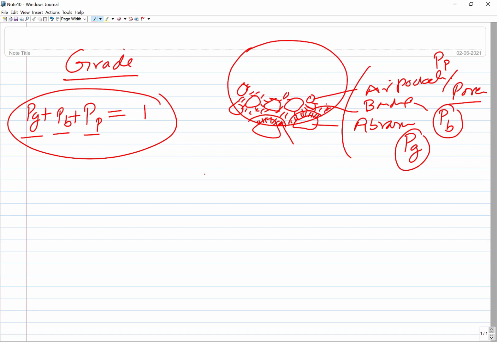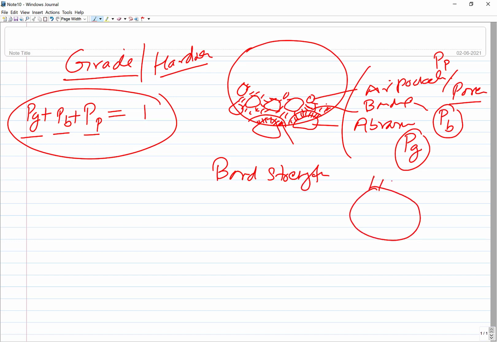So how good it is, that is indicated by the grade or the hardness of the wheel. Okay, so don't get confused with the hardness of the abrasive. So we'll use the single term grade only. Grade indicates the bond strength, like how firmly the abrasive is bonded with the bonding material. So this bond strength is indicated by the grade.